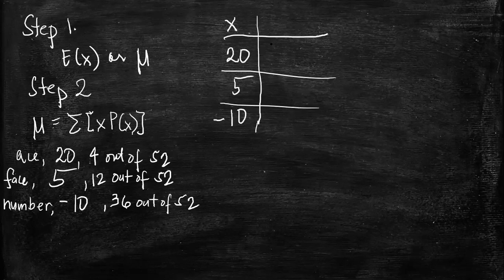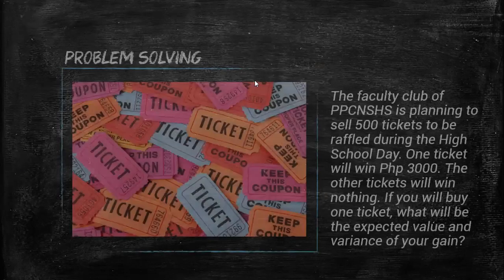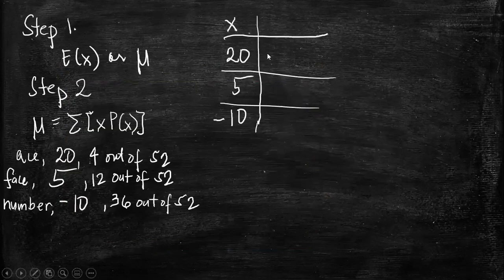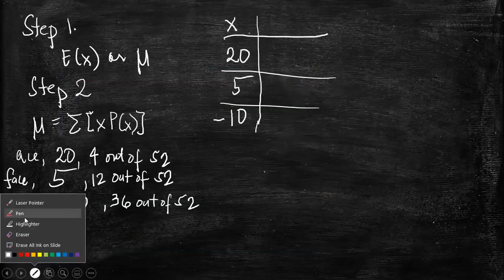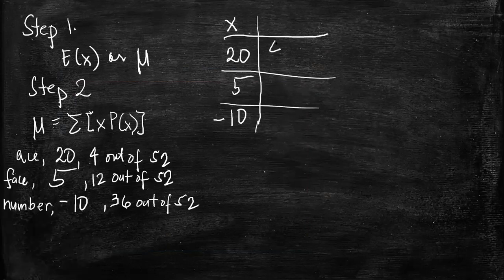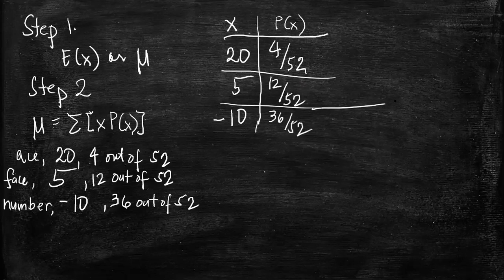Okay, what is the probability that an ace card is drawn? Kasi 20 pesos yung mapapanalunan natin doon. That is 4 out of 52. How about pag face card? That is 12 out of 52. And pag number card, 36 out of 52. Pag pinag-add nyo lahat yan, 1 ang probability. Now, multiply it with x times p of x.